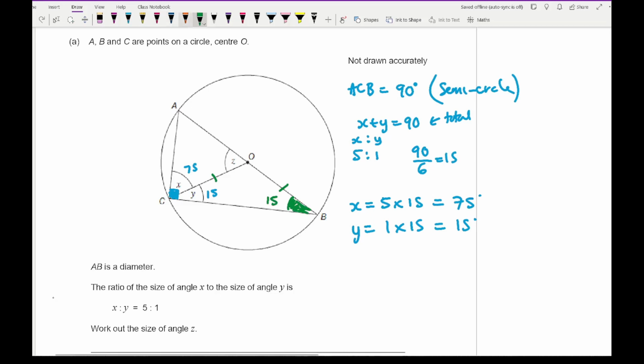So to then work out what this angle here is, let me just use a different colour. So to work out this angle here, that's going to be 180 minus 15 minus 15, which is 150. Then to work out what angle Z is, because it's on a straight line, it's going to be 180 minus 150, which equals 30 degrees. So Z equals 30 degrees.